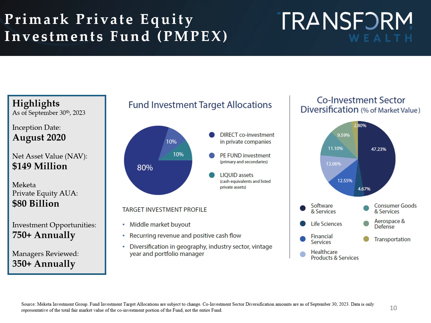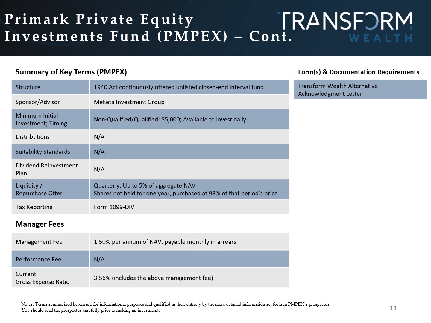Primark currently has about 150 million in assets under management and has been growing each month. We have been watching Primark for some time, and with the addition of Makita as the sub-advisor, along with its maturity and size, we now find it to be investable for appropriate clients. This fund has an interval structure and is formed in a 40 Act closed-end fund structure.